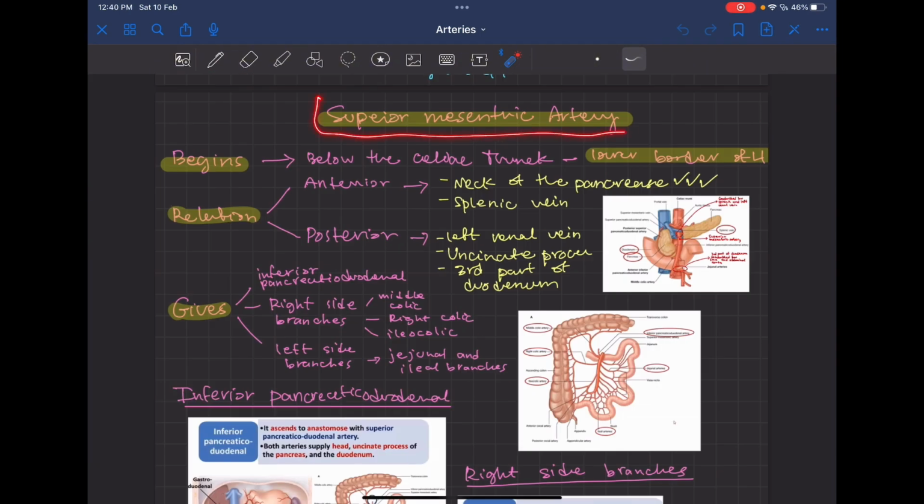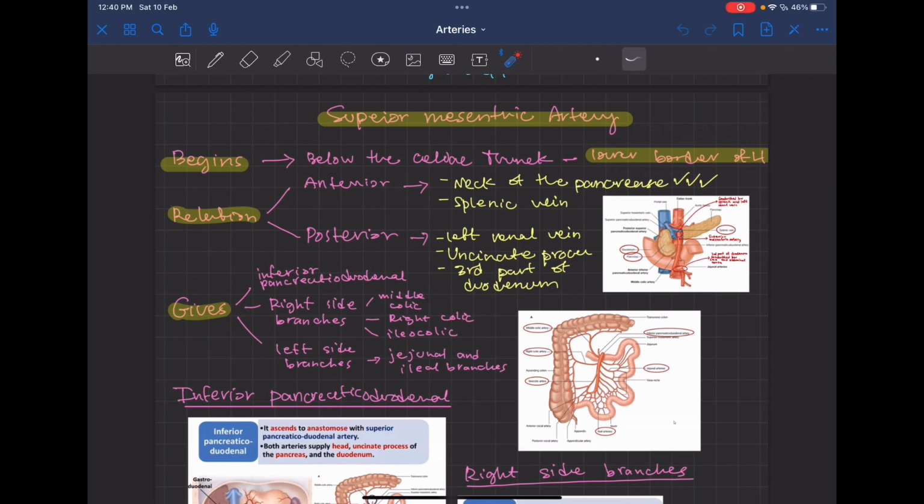Now moving on to the second branch that supplies the GIT, which is the superior mesenteric artery. The superior mesenteric artery, as I just mentioned, is the main supply for the midgut. And as I also mentioned, the midgut consists of the distal part of the second part of the duodenum until the proximal two-thirds of the transverse colon. Now, as we always mention, for every branch we have to know where it starts, or the vertebral level at which this artery comes out from the abdominal aorta. For the superior mesenteric artery, it comes out from the lower border of L1.